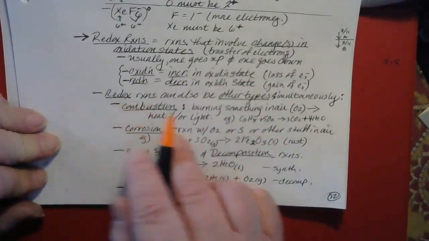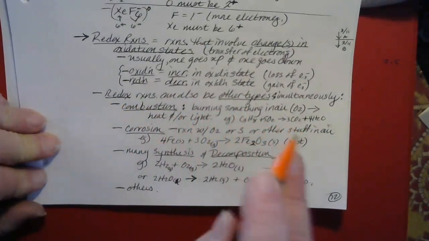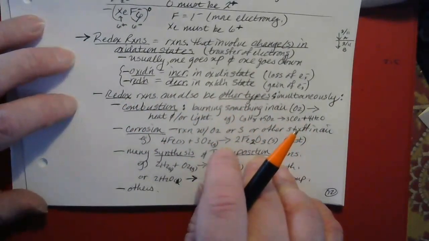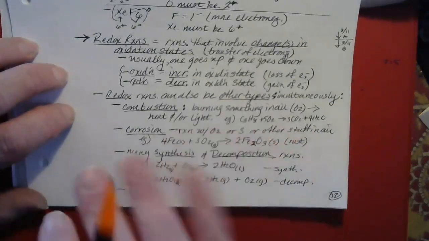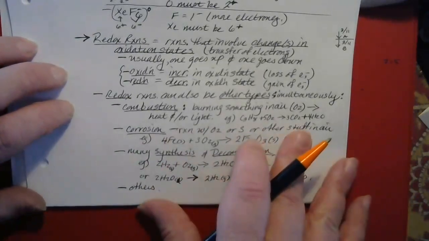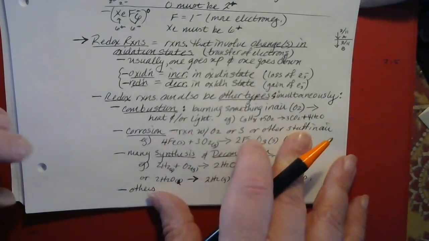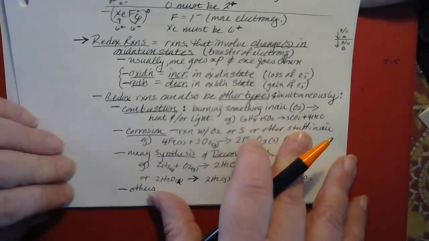Redox reactions can also be other types of reactions at the same time. That's what I said back when we started talking about types of reactions, that there are so many different chemical reactions out there that basically no matter how we classify them, any reasonable classification system will end up with certain reactions qualifying as more than one type at the same time.